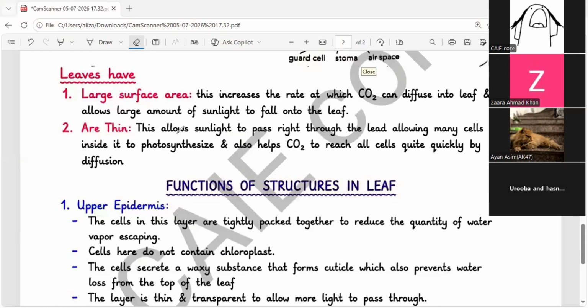Basically, they are thin because this allows sunlight to pass right through the leaf, allowing many cells inside it to photosynthesize. See, if they are very thin, the sunlight can quickly pass through all the parts of the leaf, right? If it is very, very thick, it's going to take a lot of time for the sunlight to pass through each and every cell in the leaf. So because it is thin, it can pass through each and every cell in the leaf, allowing all the cells that have a chloroplast to photosynthesize quickly. Because if it was thick, it would take a lot of time and maybe some cells would miss out on the sunlight and they would not be able to photosynthesize.